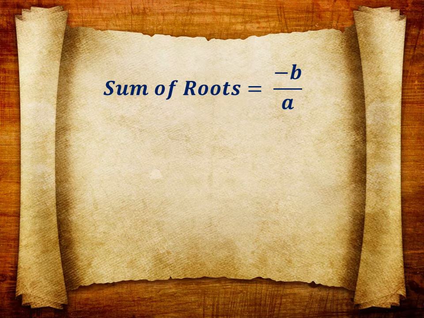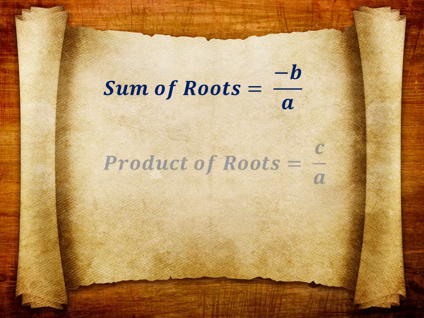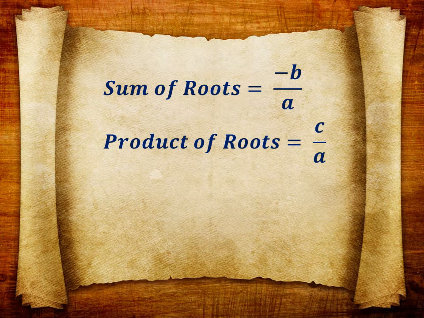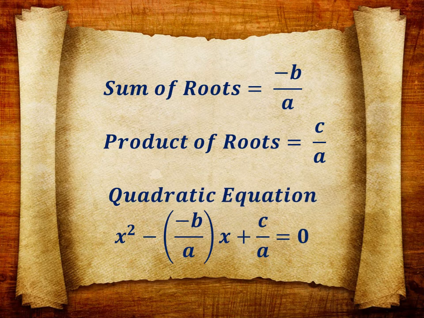Okay, here's the formula. Sum of roots is equal to negative b over a. From the quadratic equation, you can get a, b, c values in standard form. So for the product of roots, we have c over a. And to get the quadratic equation, we have x squared equals negative b over a x plus c over a equals 0. So these are the formulas that we need to remember in this lesson.